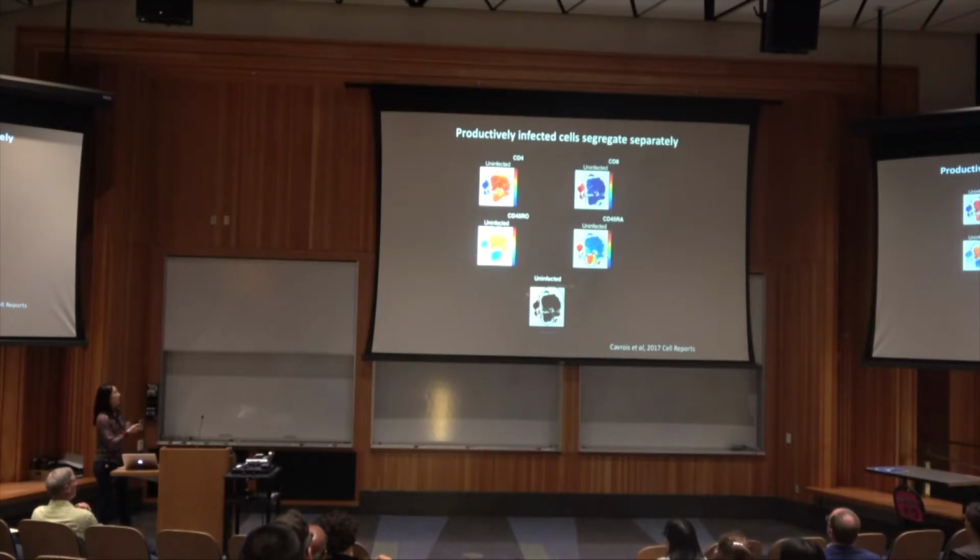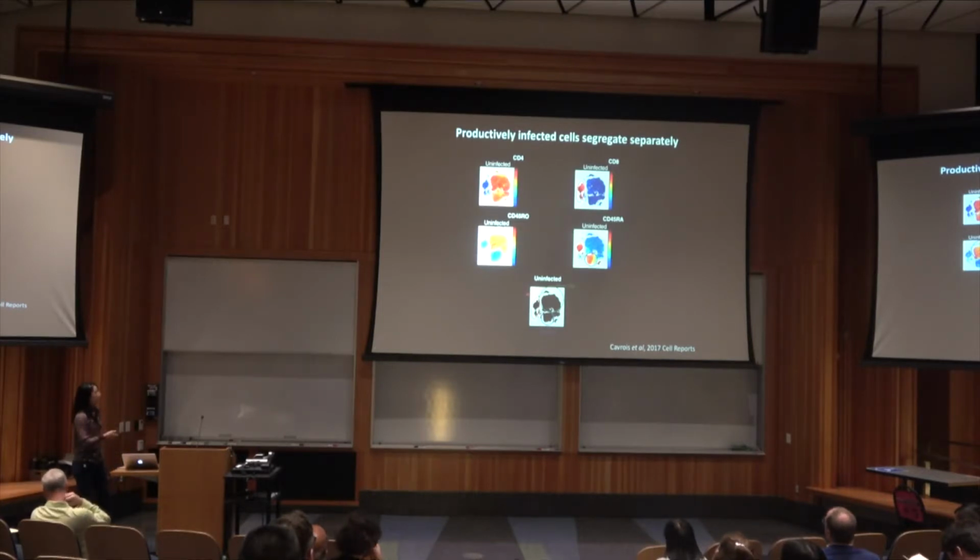So I've taken these TISNI plots and I've color-coded them by CD4, CD8, the memory marker CD45RO, and the naive marker CD45RA. And what you can see is that the CD4 T cells are on the right-hand side where the red is, the CD8s on the left, the memory CD4s are up top here, and the naive CD4s are on the bottom. And to remind you where these different populations are, I circled them here. Okay, so those are the uninfected T cells. Now, what about the productively infected ones?